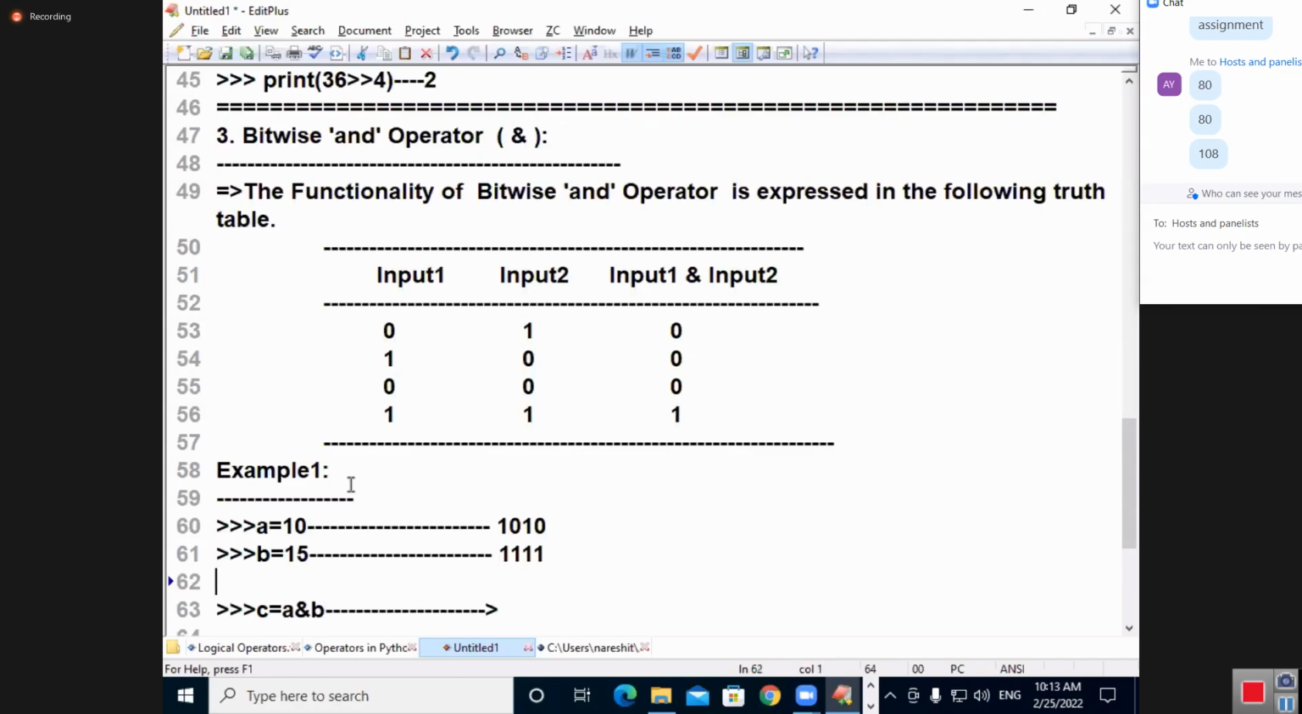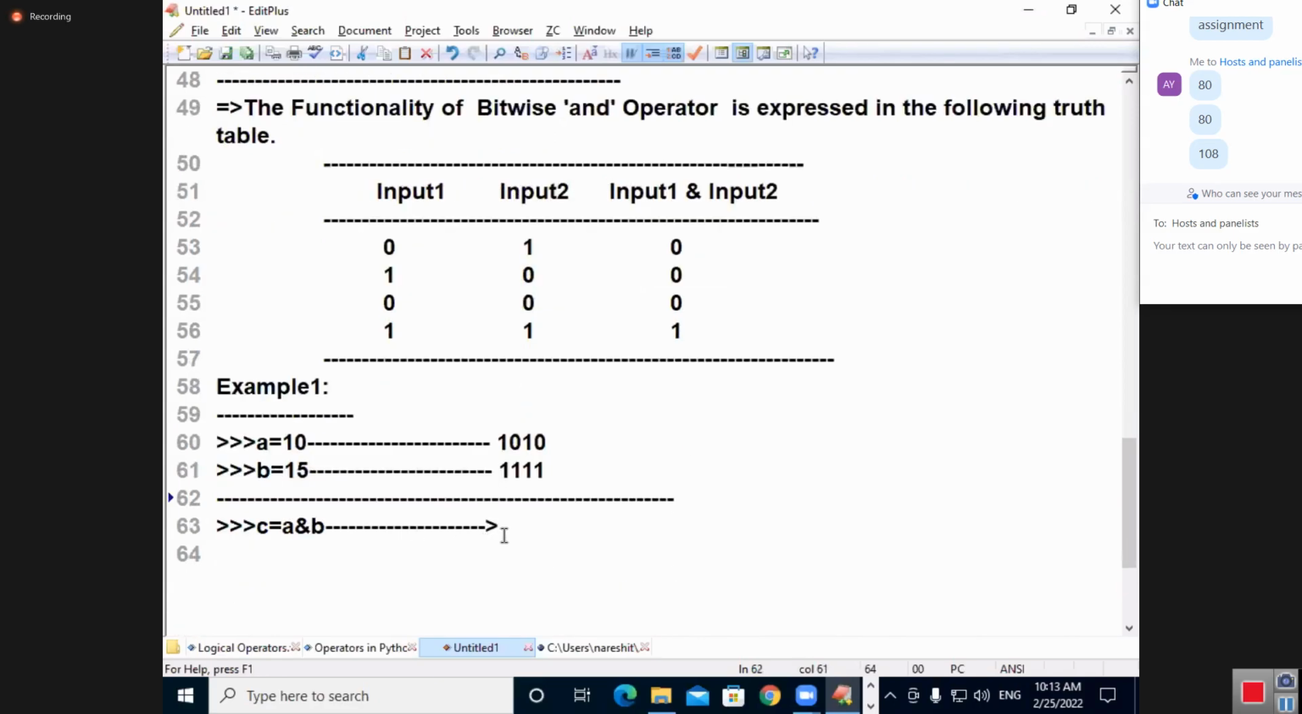Now this is going to contain what? Come on. This value is going to contain 1 0 1 0. Result is 10. Print C. What is the result of C? 10. 10.